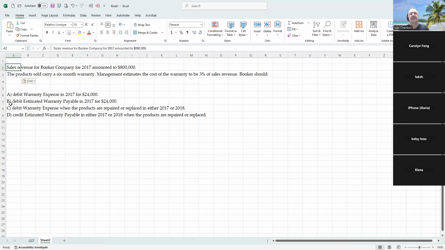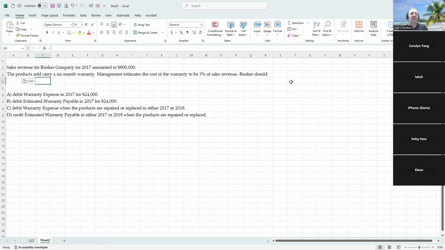So let's see this question. Now the sales revenue for this company was $800,000. Product sold carries a 6 months warranty. Management estimated that the cost of the warranty to be 3% of the sales revenue. What should this company do? They have to make a provision. That's out of the question. Once they have to match the sales with the warranty, correct?